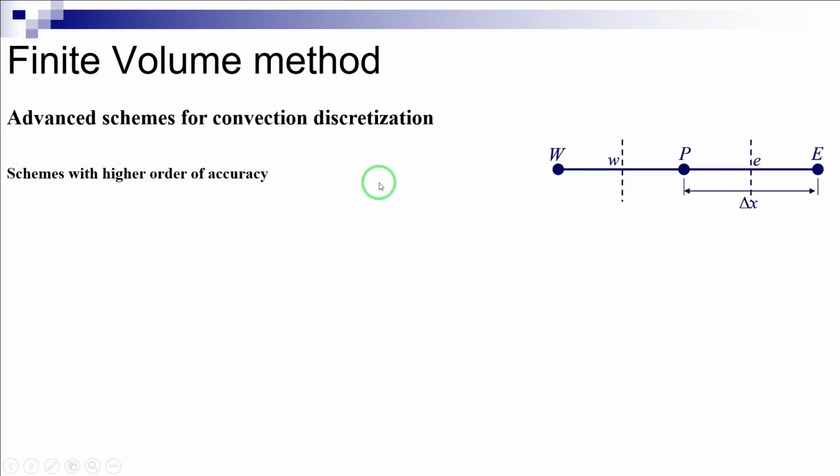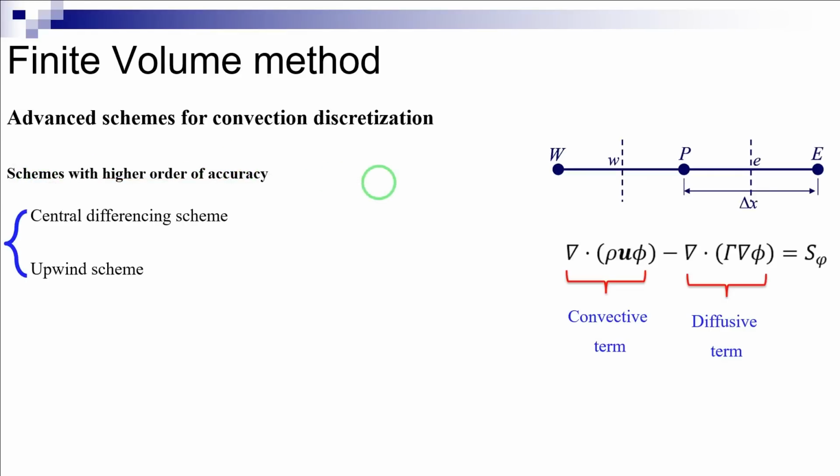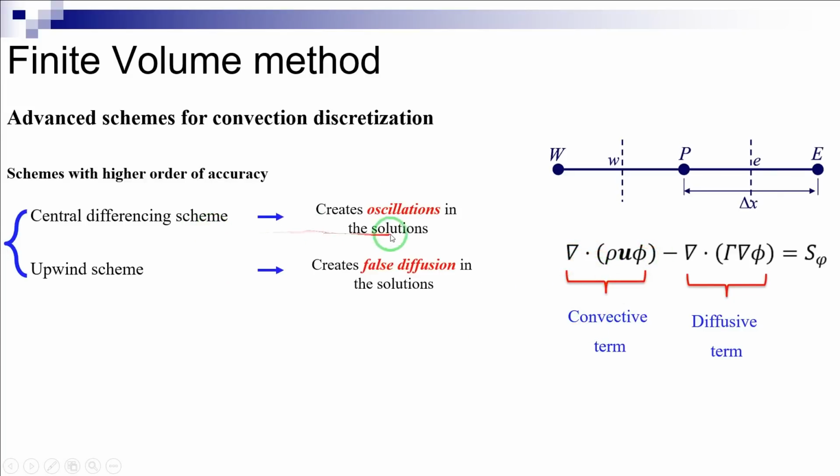So far, we observed that both the central differencing and Upwind schemes have their limitations, which makes them unsuitable for the discretization of the convection term. As you may remember, the central differencing scheme creates oscillations in the solutions, while the Upwind scheme creates false diffusion in the solutions. However, as the Upwind scheme has the ability to consider the flow direction, efforts were made to improve the accuracy of this scheme by interpolation with higher accuracy.